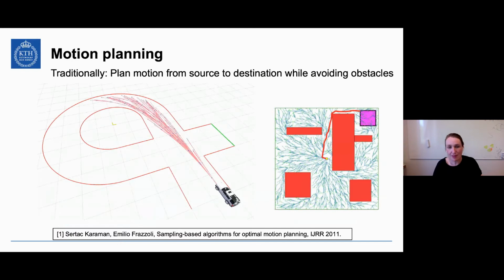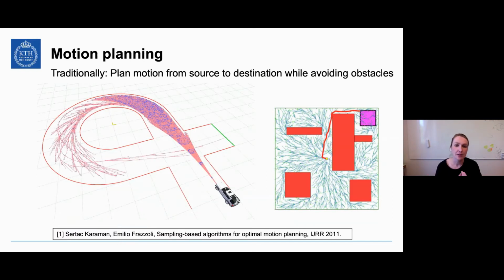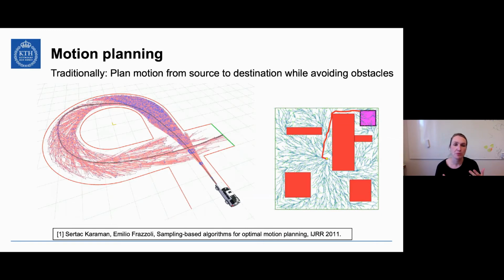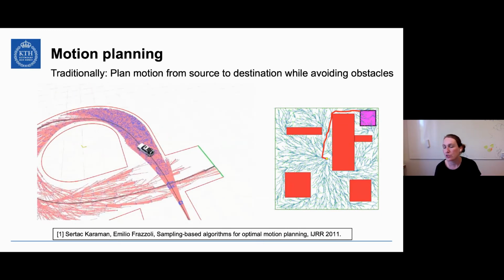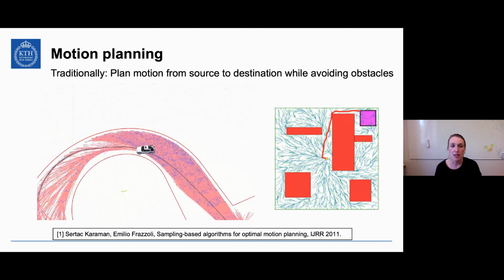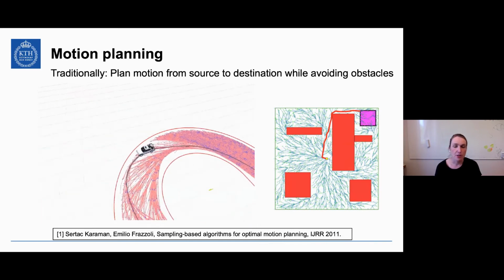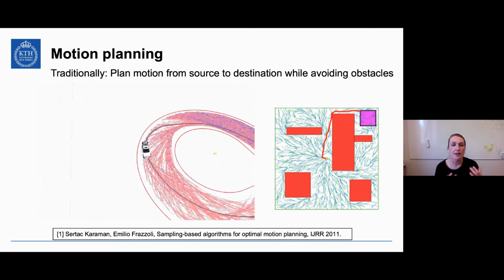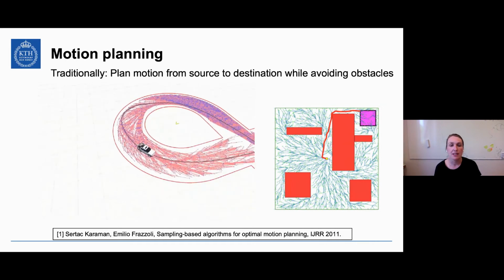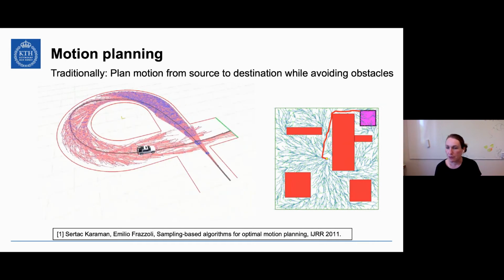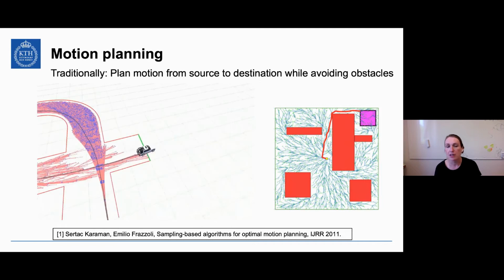Okay, so let's start with motion planning. Traditionally, motion planning, I'm sure that you know, is about planning motion from some source to destination while avoiding obstacles. That's a topic that has been out there for a very, very long time, a very well investigated topic. What I'm showing here is RRT star, a sampling-based algorithm that is asymptotically optimal, because I will be coming back to it quite a bit here.